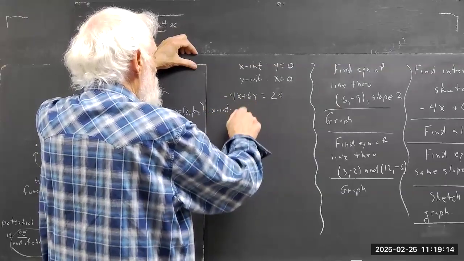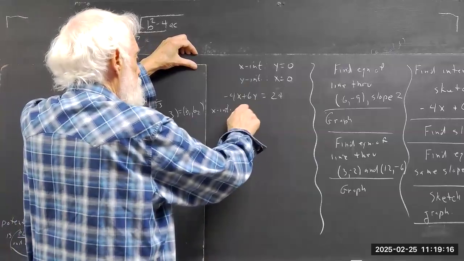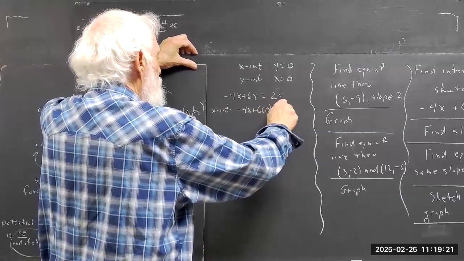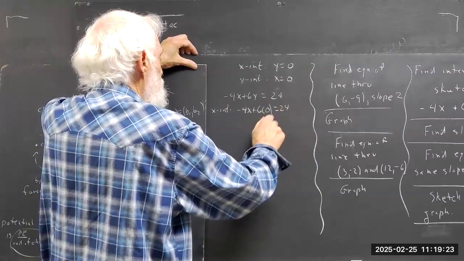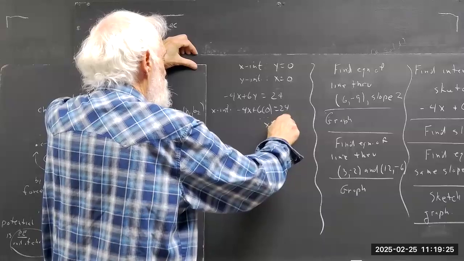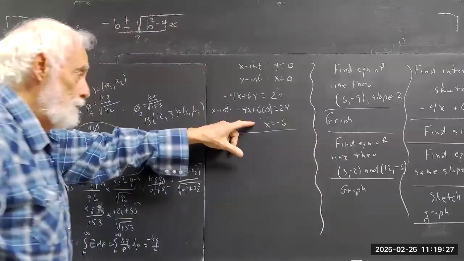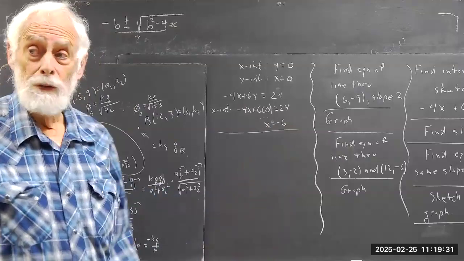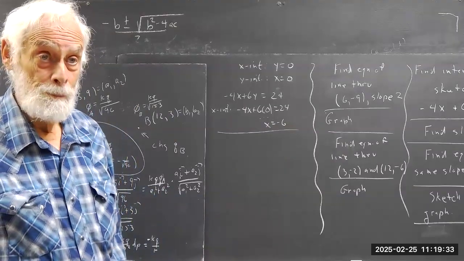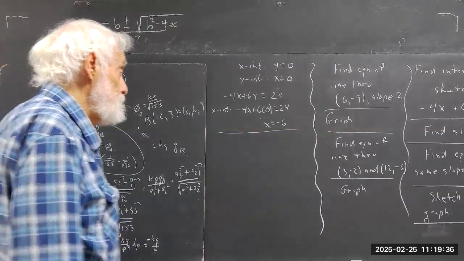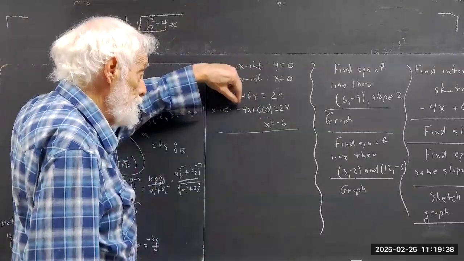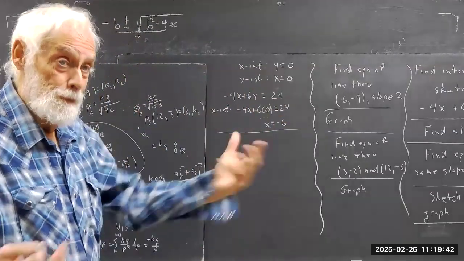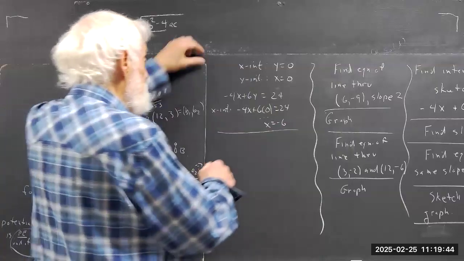X-intercept, we'll let y equals 0. The 3 dots mean we go through the steps of solving this very simple equation. Everybody knows how to solve it, okay? 6 times 0 is 0, so we have negative 4x equals 24. Divide both sides by negative 4, you get x equals negative 6.